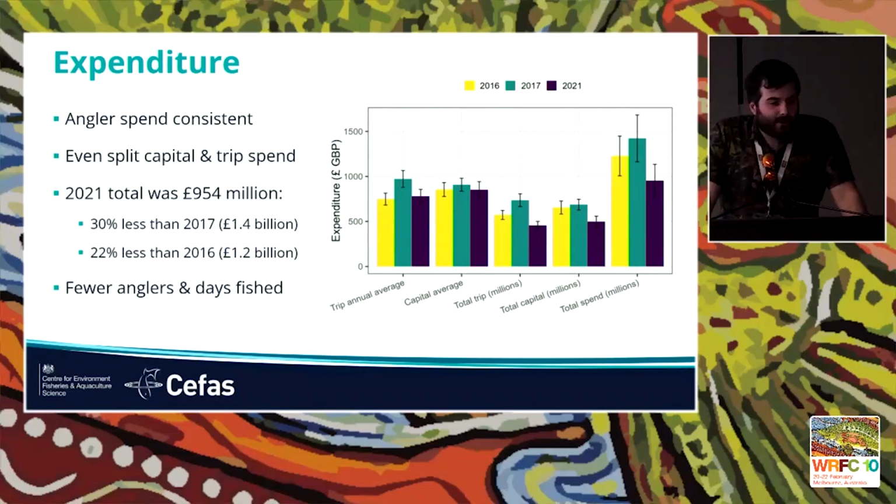So looking at some of the results from this, we can see that the angler spend is pretty consistent across our survey time series, and you get a pretty even split between the capital and the trip spend. In total, the total expenditure in 2021 was 954 million, which sounds quite a lot of money, but that's actually less than we've been seeing in previous years. But that's predominantly due to that reduced participation rate that we've been seeing in the UK, rather than an actual decrease in the amount that people are spending on the activity.